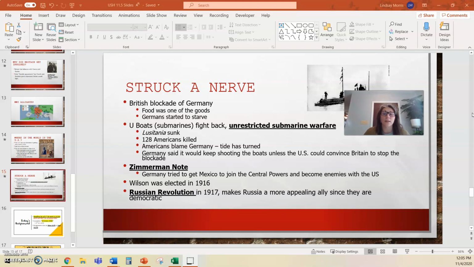And the last thing that happens that really encourages us to join the war is that in 1917 there is a revolution in Russia, and Russia goes from being a monarchy with a czar or king to a democracy. Now they're communist, and today we don't always think of communism being a democracy, but in 1917 communism was a democracy, and so we were a lot more willing to be an ally with a fellow democracy, where we were a little bit more hesitant before when they were a monarchy. So that's where we are. In 1917, the U.S. ends up declaring war.